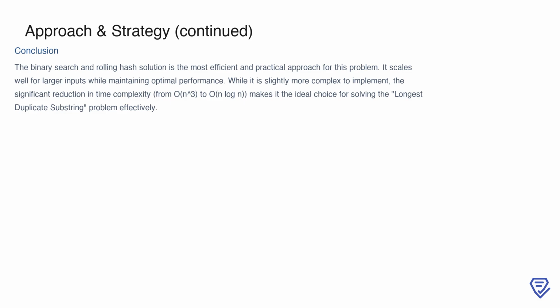While it may require a more intricate implementation, the performance benefits far outweigh the added complexity. By combining the mathematical efficiency of the rolling hash with the algorithmic optimization of binary search, this solution effectively balances speed and precision, making it the superior choice for tackling the longest duplicate substring problem.